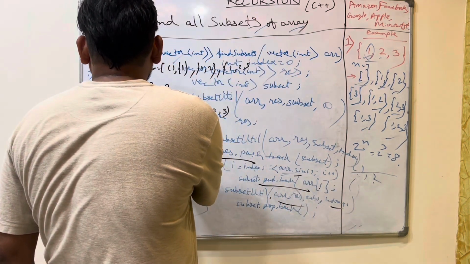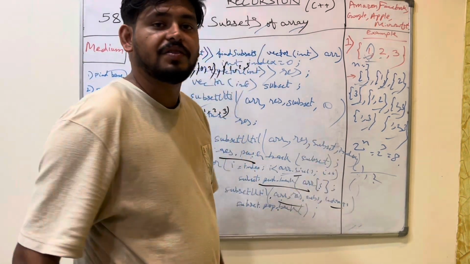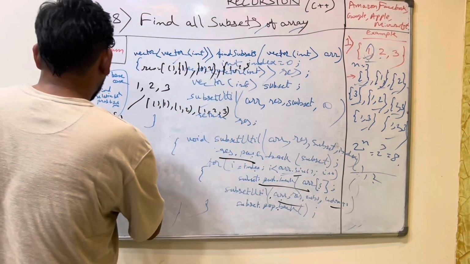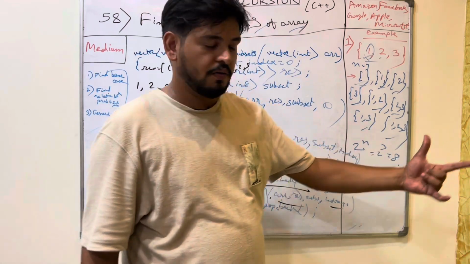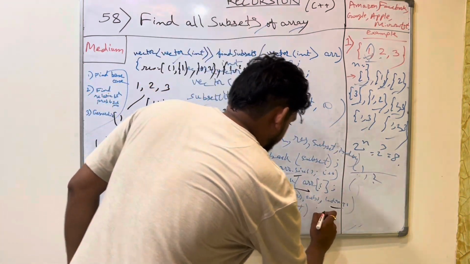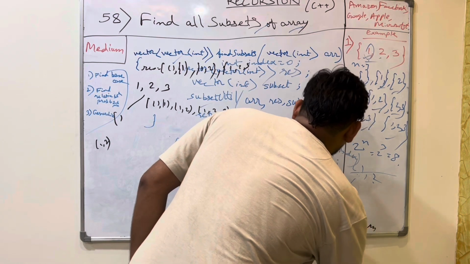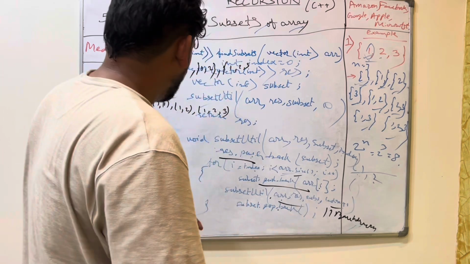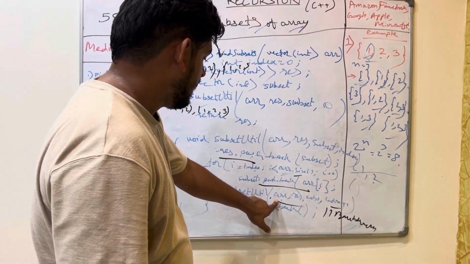Now this will pop the 3. When 3 is popped, our subset will have only 1 comma 2. So we have excluded it now. This is the backtracking logic. We have included and then we have excluded after pushing it. Once this is called, 3 is done.